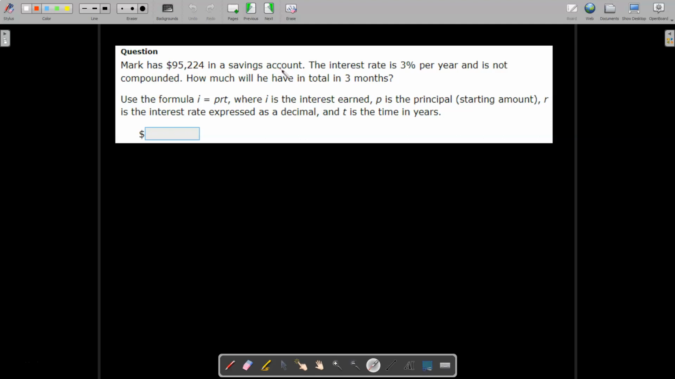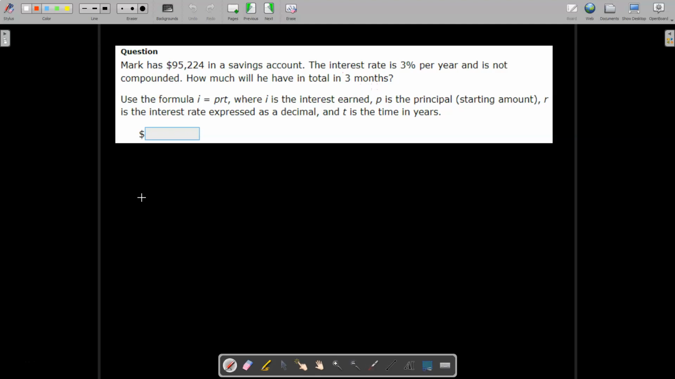Looking at the next slide, Mark has $95,224 in a savings account. The interest rate is 3% per year and is not compound. How much will he have total in 3 months? Well, wait a second. I thought we were measuring in years, and we are measuring in years. So 3 months, we're going to have to figure out how much of a year that is.